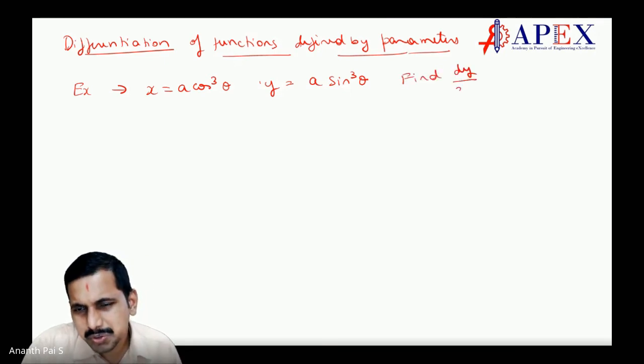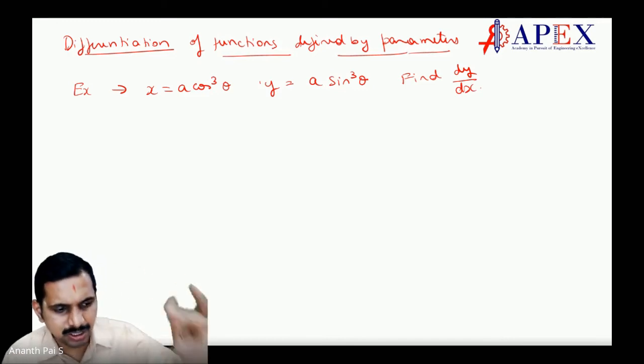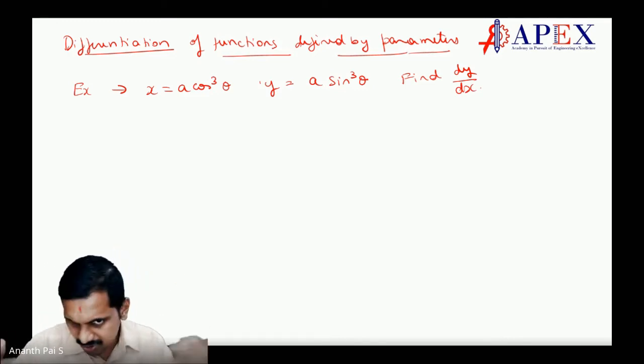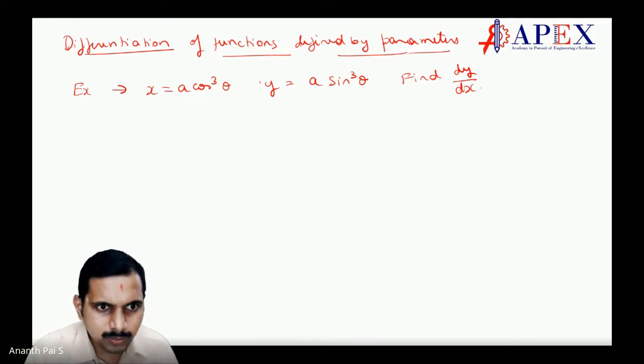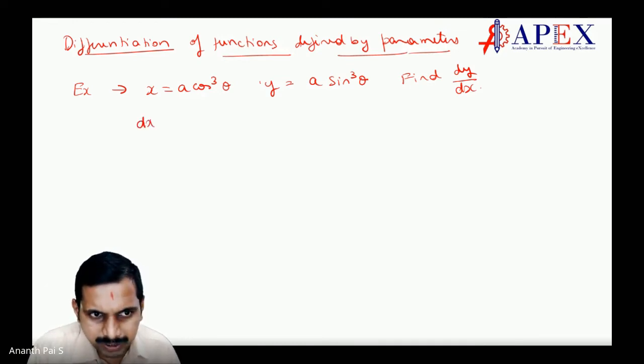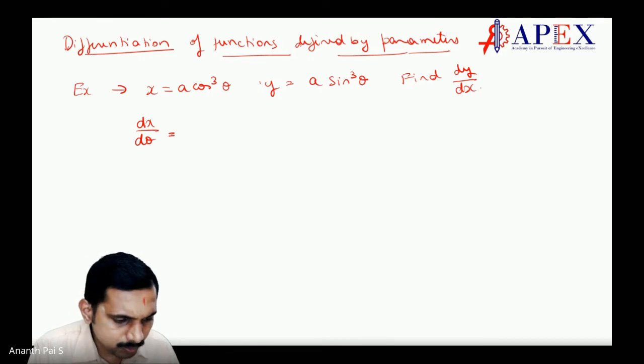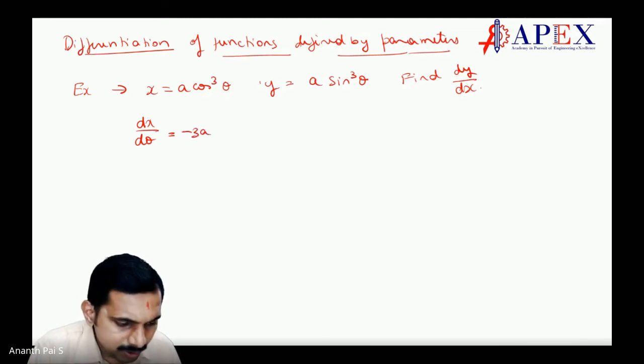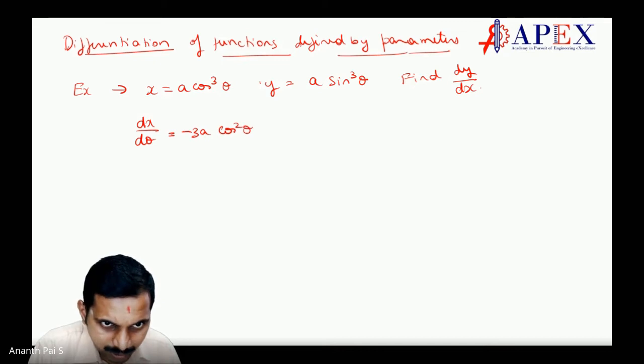This is just to say that if somebody has lost his PUC background, has forgotten these things, just to recall. So what is it? You have to write dx by d theta is equal to 3a, because you are doing that. Cos into sine becomes minus, so 3a cos square theta into sine theta.